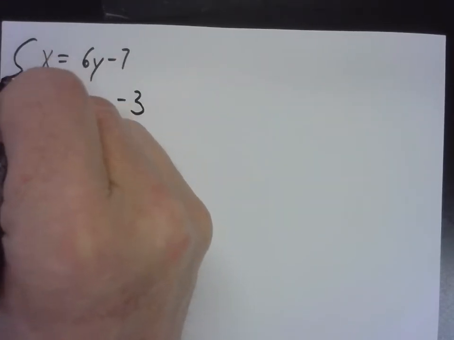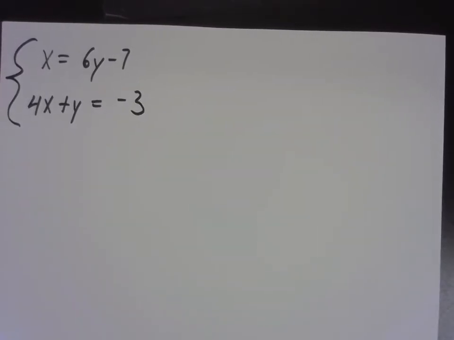Okay, so here's our system. First step is, you have to write down the original problem here. You're going to just have to do that. Just get used to it. So everybody write this down on your paper. And you hope that one of the two equations is either solved for x or y.